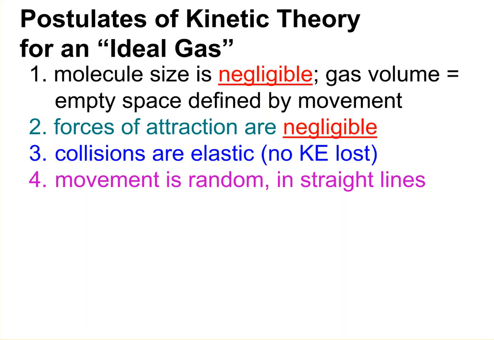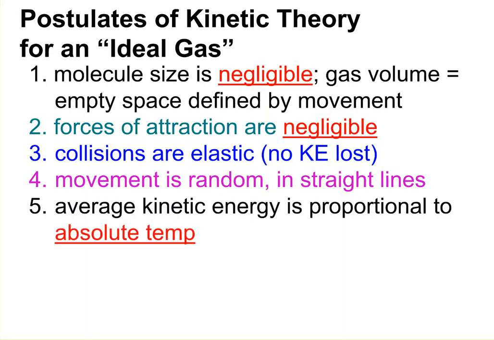So kind of a particle in a box, they're not attracted to each other. They're bouncing around independently. And the last one is about the kinetic energy. The average kinetic energy is proportional to the absolute temperature. And when we say absolute temperature, we're talking about an absolute scale like Kelvin, where at 0 Kelvin there's no movement.